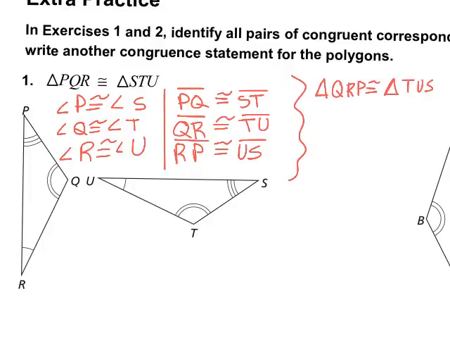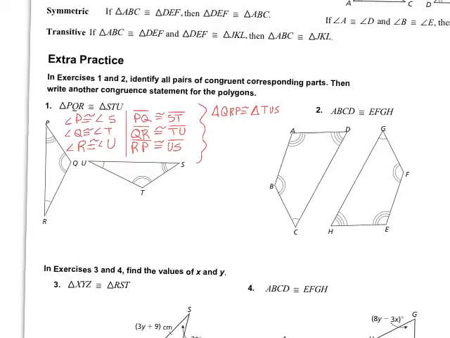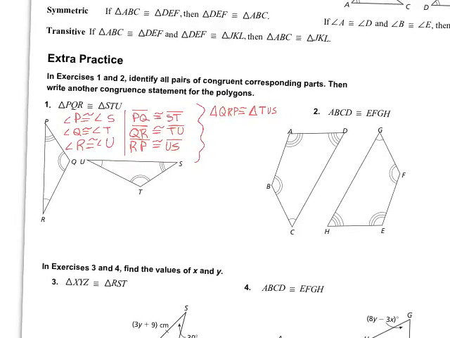Okay. All right, number 2 is slightly different, but pretty much the same. Now you have a 4-sided shape rather than a 3-sided triangle. I don't know why I said polygon. A quadrilateral, right? So I want you to do this same thing for number 2. You're going to list out 4 sets of angles, 4 sets of sides, and then write a new congruency statement. I'll give you guys a few minutes to do that.